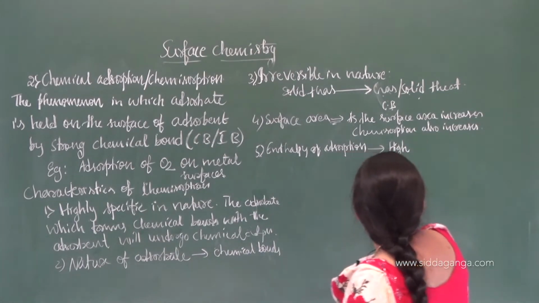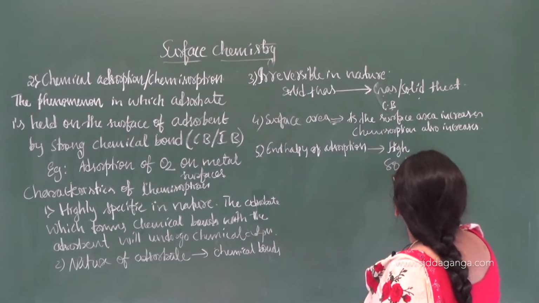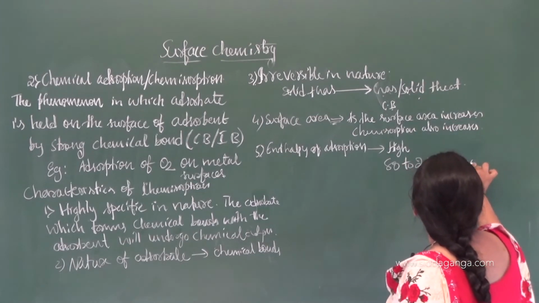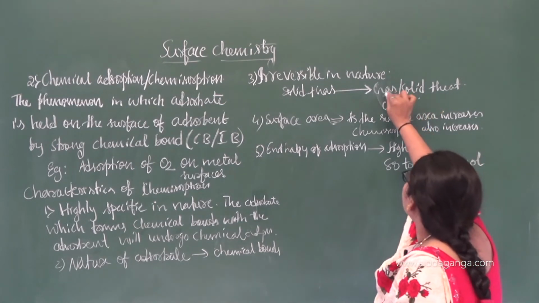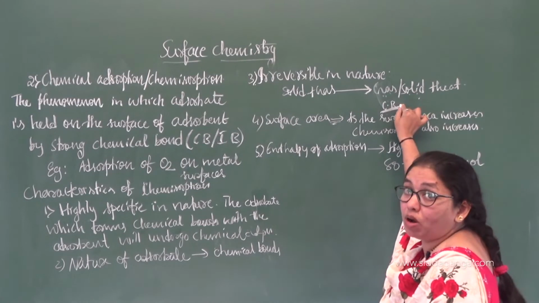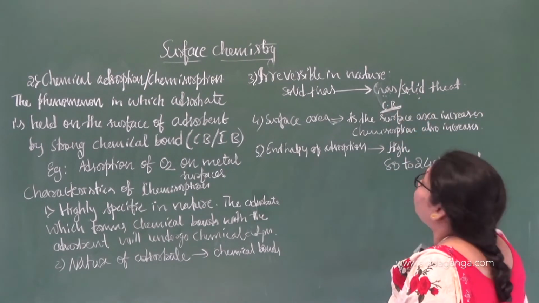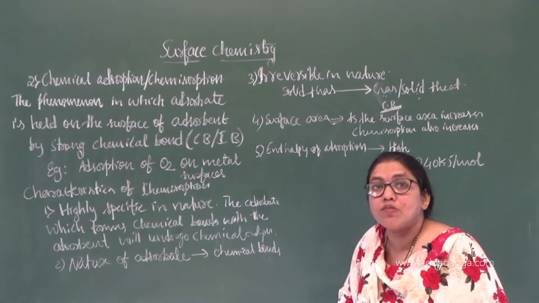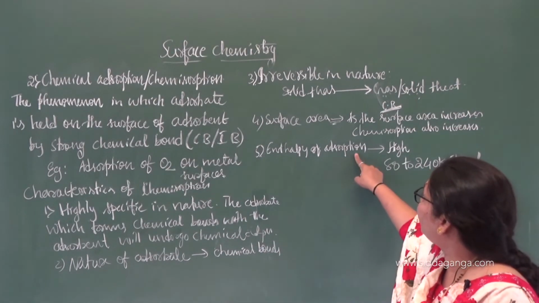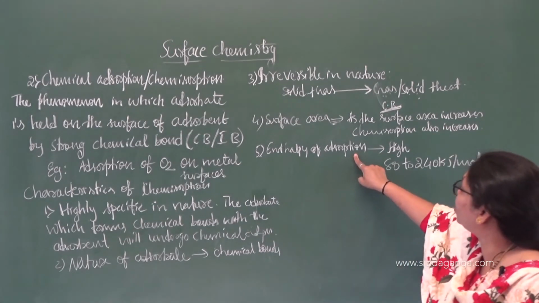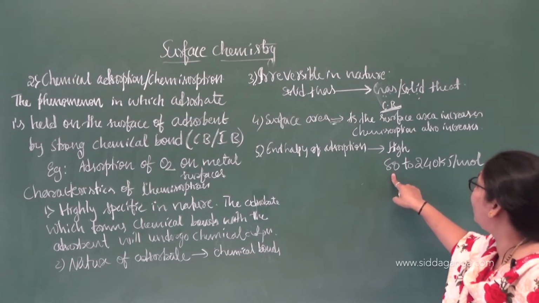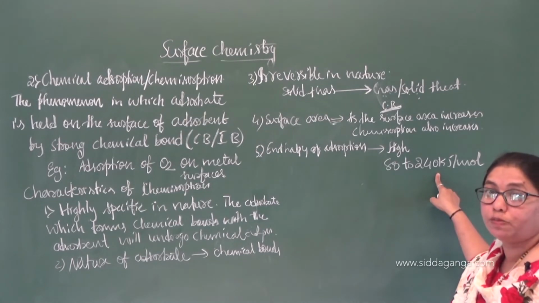So that is of the order 80 to 240 kilojoules per mole, because the gas is adsorbed on the surface of solid by means of what? Strong chemical bonds. So during the breaking of that one, a large amount of energy is released, right? So that's why enthalpy of adsorption is very, very high because of the strong chemical bonds. So what is the order of that energy? It is nearly 80 to 240 kilojoules per mole.